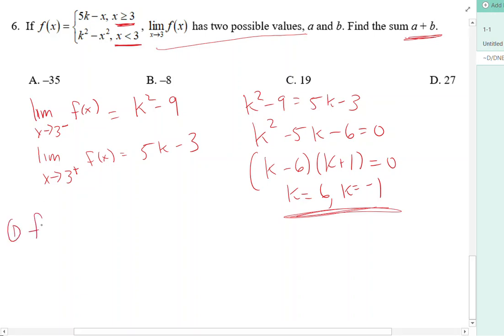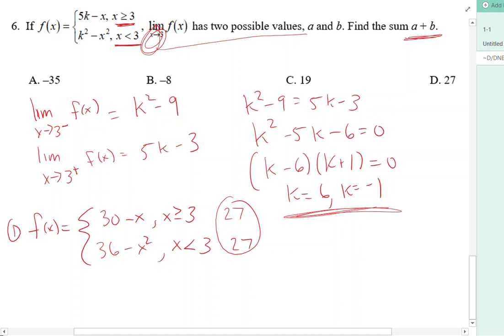There's going to be 2 different ways to write this function. The first way is to put k in as 6. So instead of 5k, we get 30 minus x, when x is bigger than or equal to 3. And we get 36 minus x squared when x is less than 3. Now, if we plug x equals 3 into both of those, top we get 27, bottom we get 36 minus 9, which is also 27. So it looks like one of our answers is 27. Well, left and right matched. We still have to figure out b, and we still have to add those 2 together.